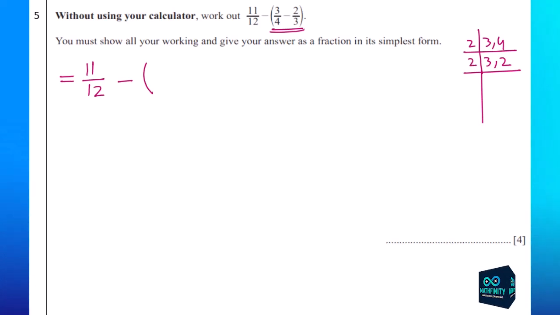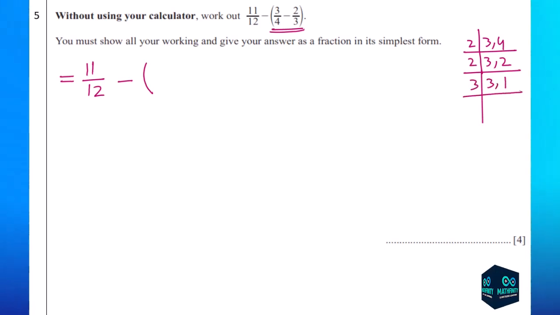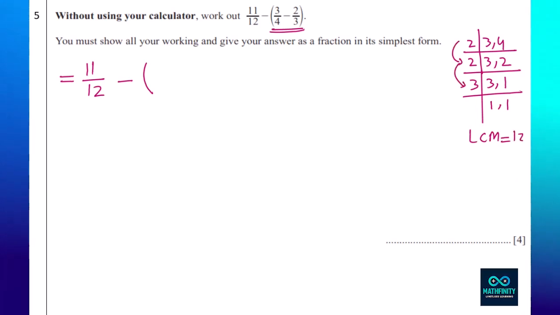Then again by 2, 3 and 1. Then 3, 1 and 1. So what is the LCM we found? LCM will be equal to 2 times 2, 4, 4 times 3, 12. It means inside the bracket we have to make 12 as denominator.